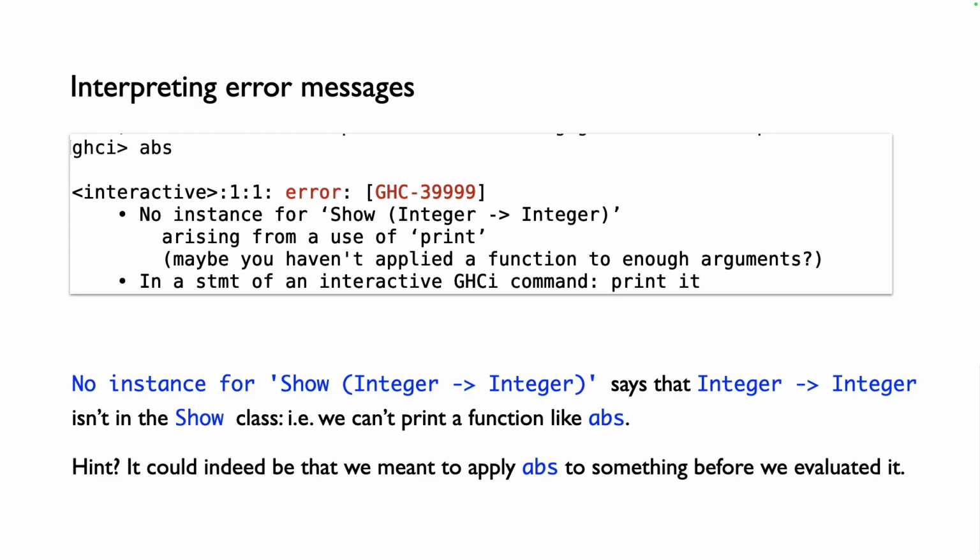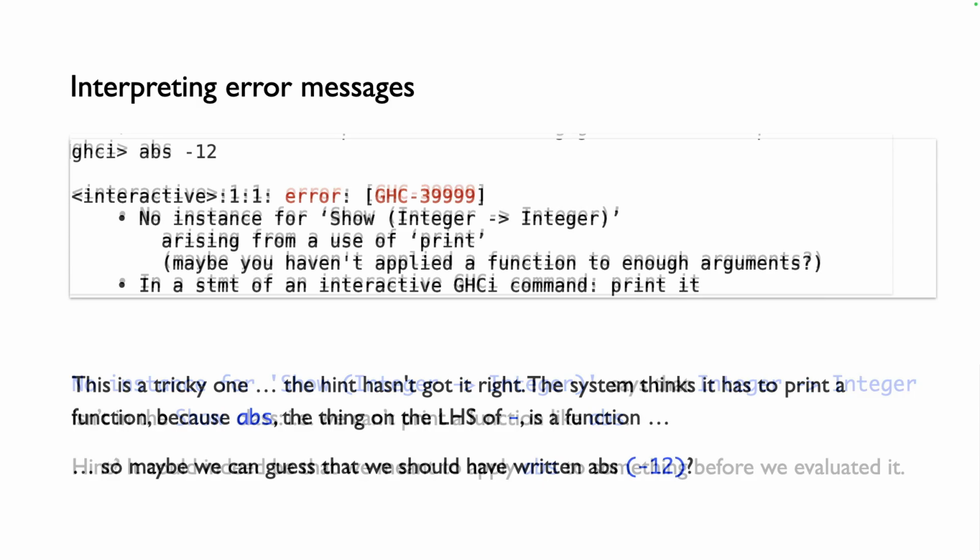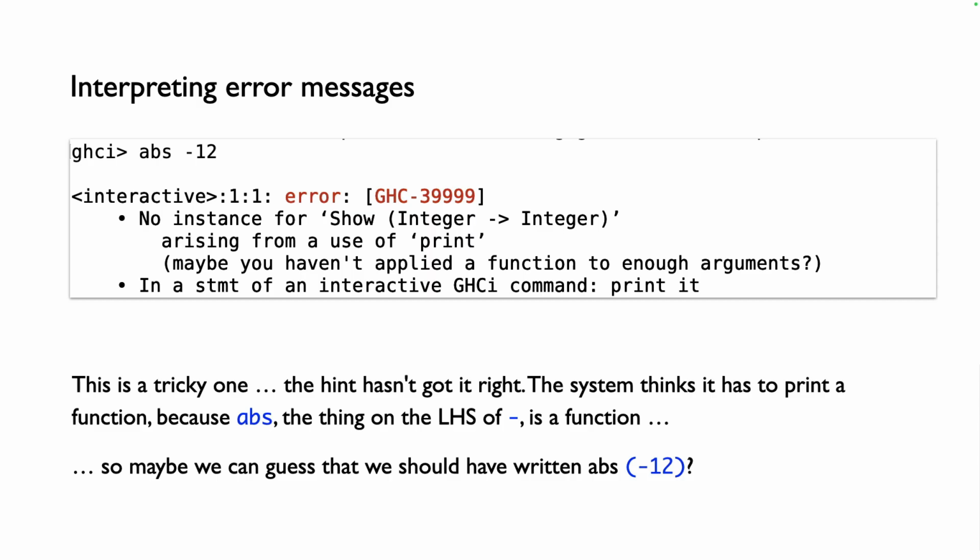And there is a hint there. The maybe is saying, maybe you haven't applied a function to enough arguments. And that's true. In that case, we're trying to print a function. So perhaps what we should have done was apply it to one argument and get the result that we wanted. Okay, let's do that. Let's apply it to -12. Oh my goodness, we get the same error message.